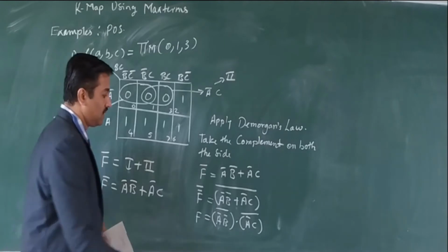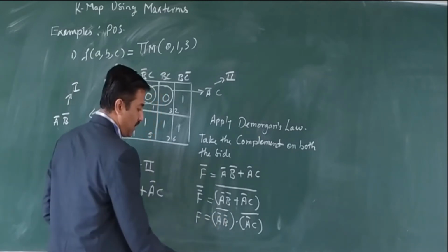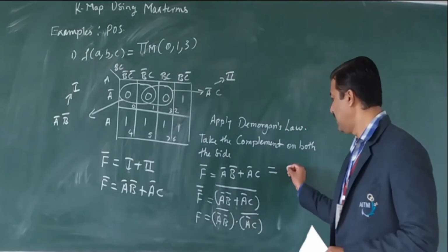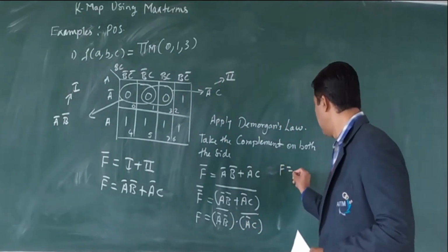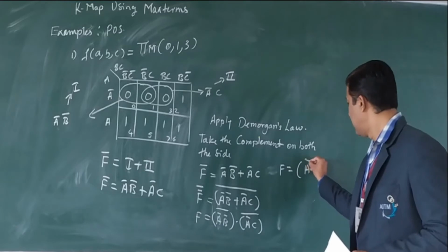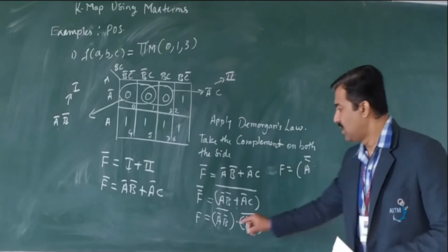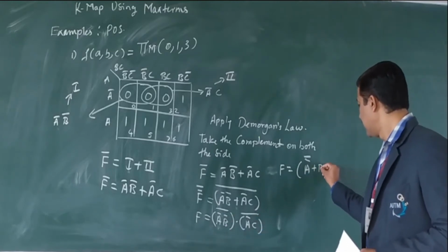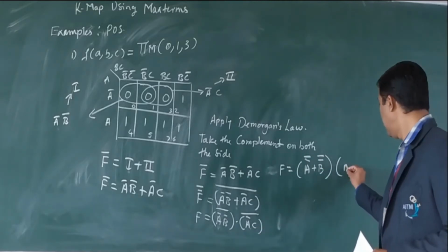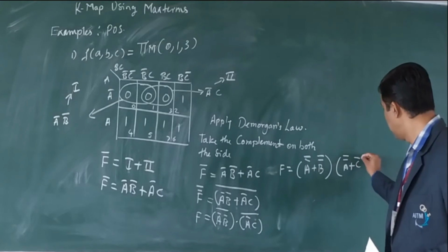What will be the next step? So see here, take the first grouping, A bar into B bar. What will happen here? F is equal to, just check here, A double bar. When this bar goes, A double bar, a dot symbol will become a plus symbol, B double bar into A double bar plus C. C doesn't have any bar here, so here bar will come.